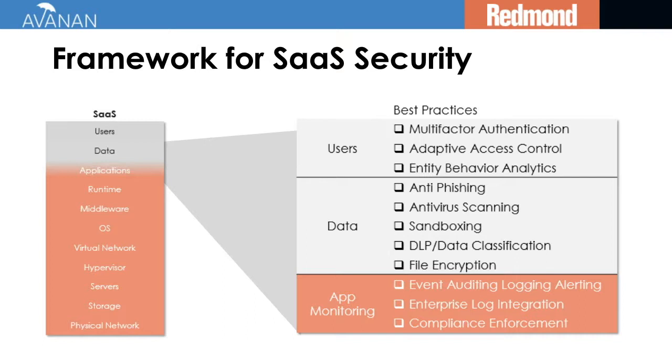So what we've got here is a framework from Gartner. So if users and data are your responsibility, what does that mean technically? And this framework from Gartner for SaaS security describes the steps that you need to take in order to really take ownership of these levels and the technology that you need to apply at each layer.